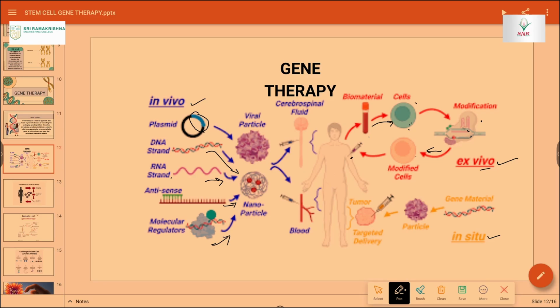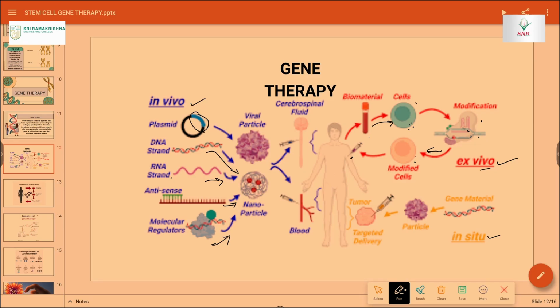Instead of any type of cell, we can isolate stem cells. Stem cells are isolated from bone marrow and other tissues, or from blood also, and can be used for gene manipulation and then reintroduction back to the patient. So this is ex vivo. Now the third one, that is in situ.